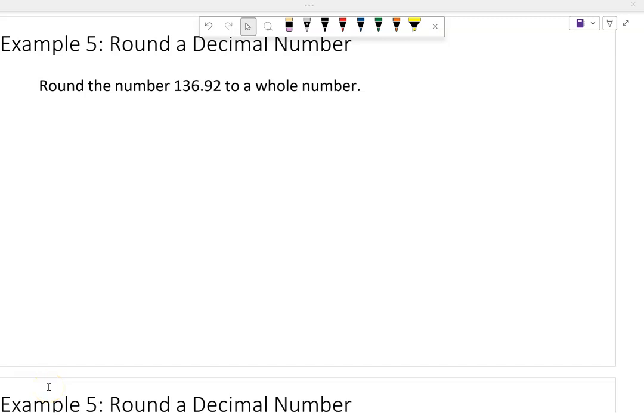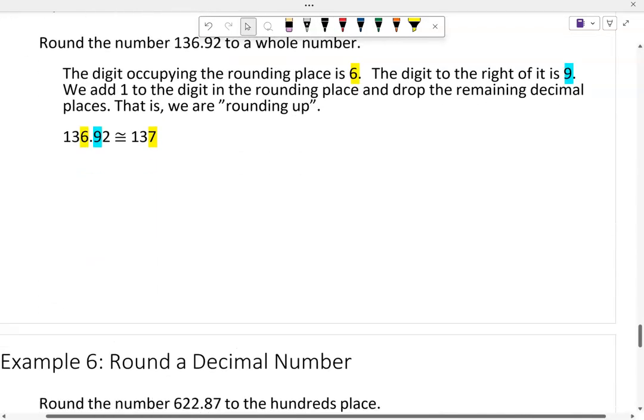All right, let's go ahead and round this to a whole number here. So that's our ones position right there. We're going to round it to a whole number. So I look to the right, and I have a 9. That's bigger than 5. So this will round to 137. All right, round it to a whole number.